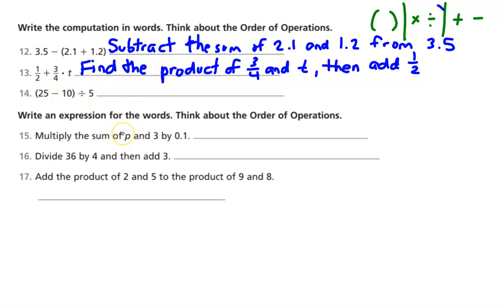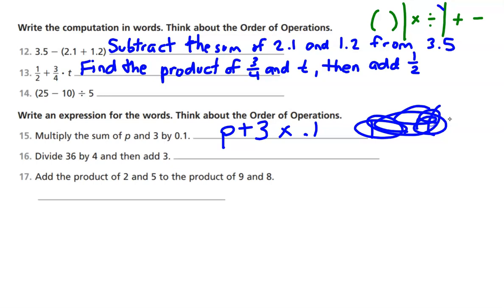Okay? So let's look at these ones. It wants us to write an expression for the words. I'm going to go rapid fire. Holy cow, I'm almost out of time. Okay, multiply the sum of p and 3 by 0.1. That would have been p plus 3 times 0.1. You also could have done 0.1 times that.